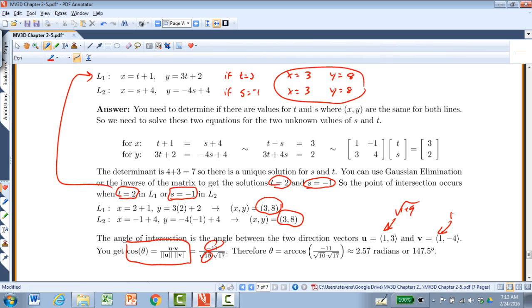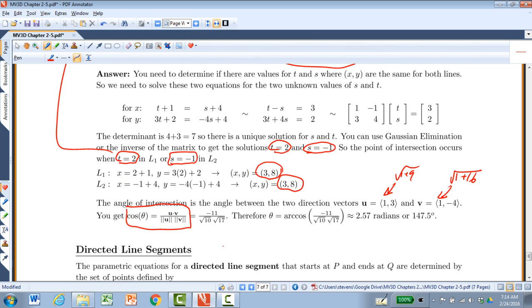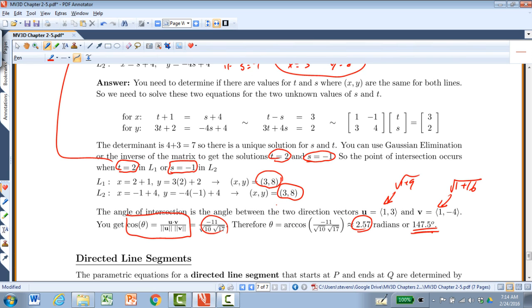The size of v is going to be the square root of 1 plus 16, so that's the square root of 17. You can simplify it or not; there's really not much you can do with it. But you use a calculator or software to figure out the arc cosine of this, and you get 2.57 radians, or converting that to degrees, 147.5 degrees. All right, so that's the case.